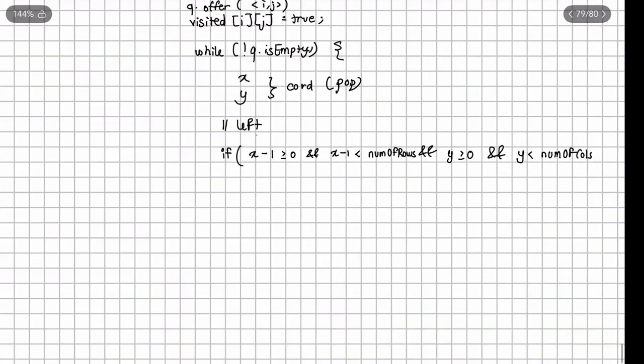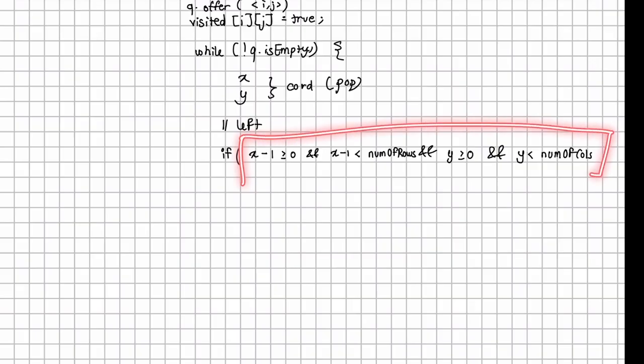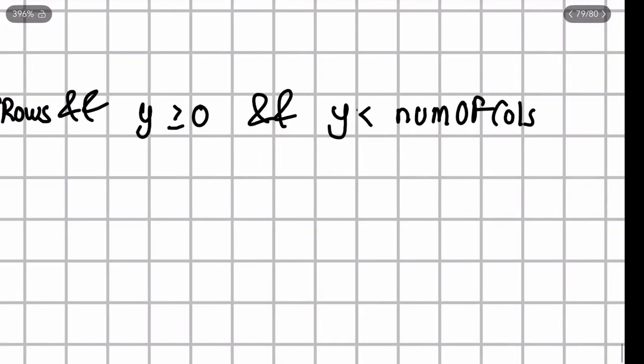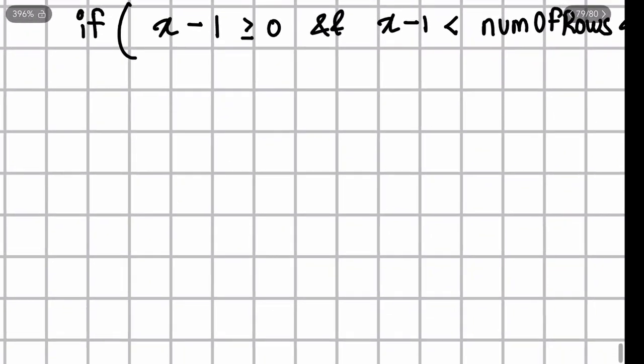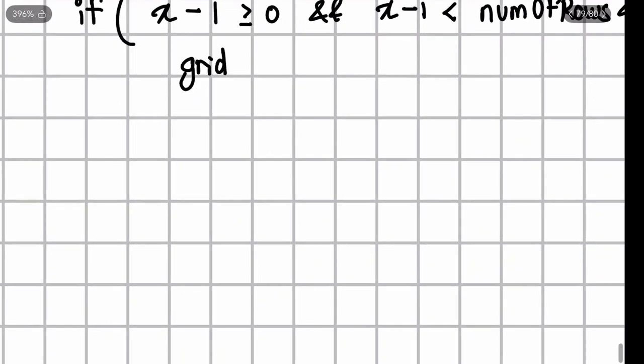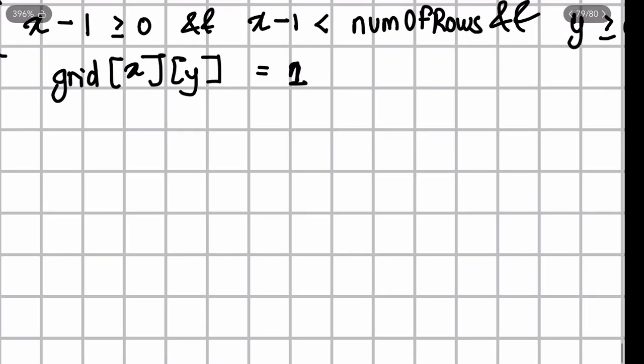So this is where we check if our neighbor is within range or not. Then the main condition we're checking: in my grid, that x comma y should be equal to 1, because we are not checking for water, and it should not be visited.